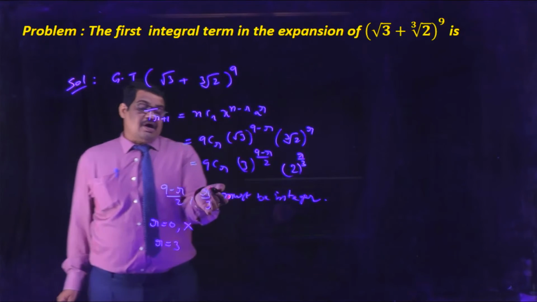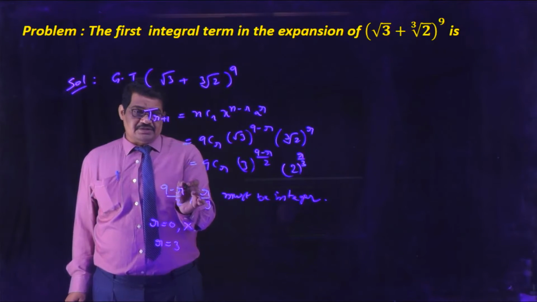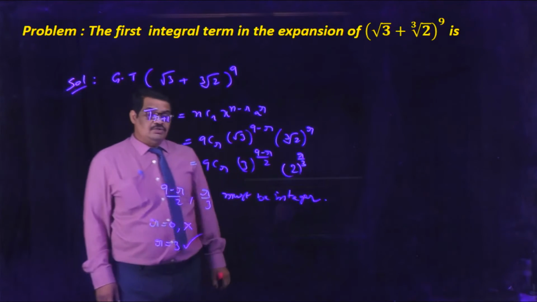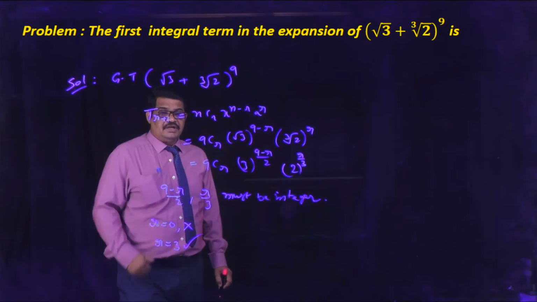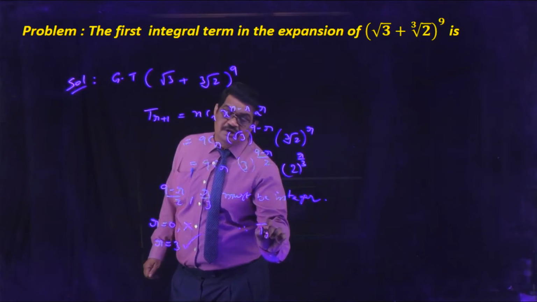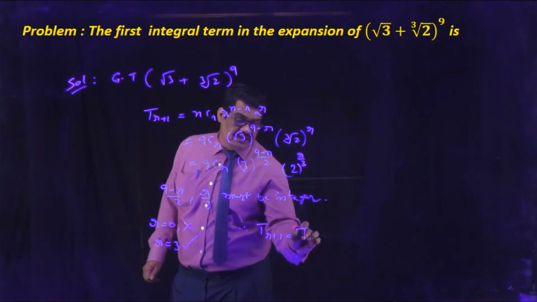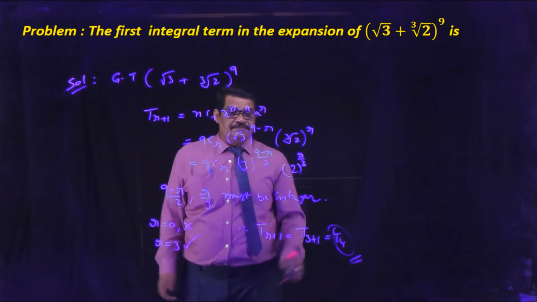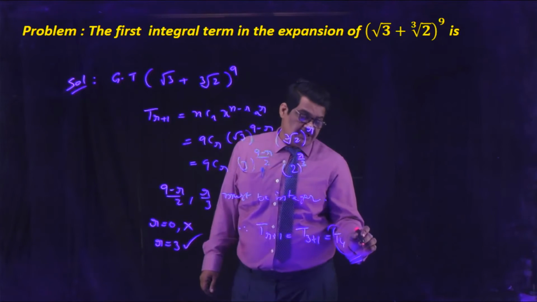If r is equal to 3, r by 3, that is 3 by 3, is an integer. Here 9 minus 3, that is 6 by 2, is an integer. So in that case, if r is equal to 3, the term is integral. That is the first integral term. Okay. Now we write which term is the integral term. T r plus 1, that is the first integral term. Here r is 3, 3 plus 1, that is T4. So here T4, the fourth term, is the integral. The first integral term is the fourth term.